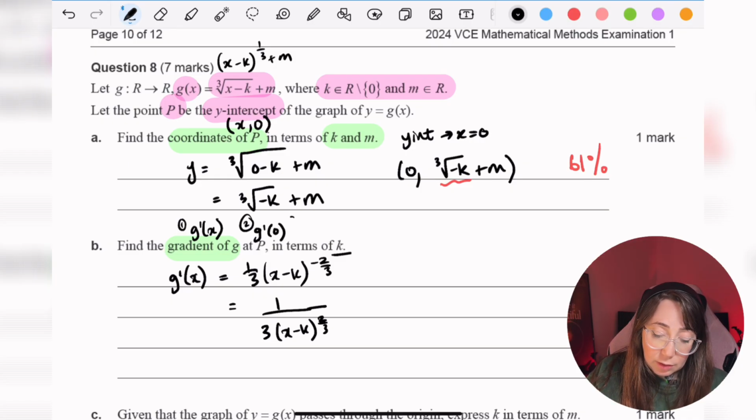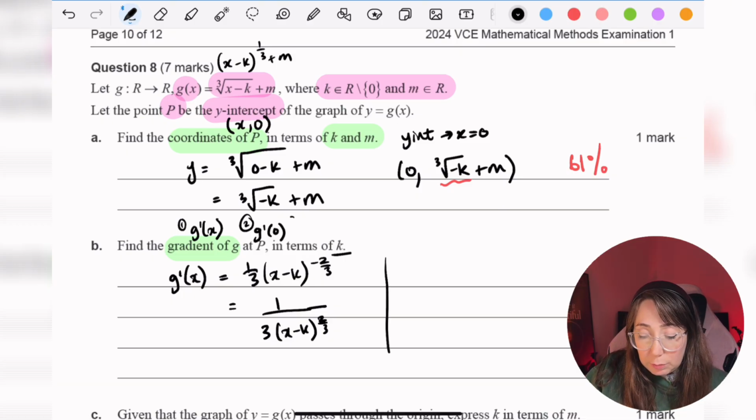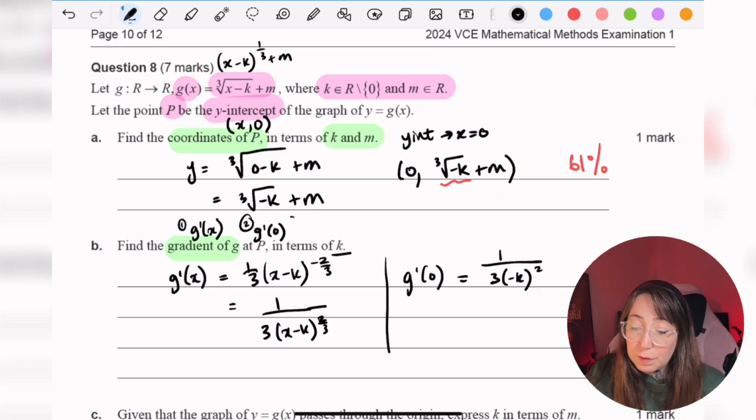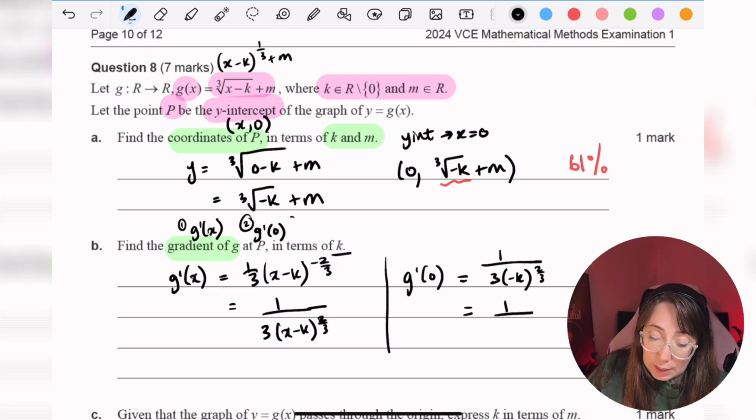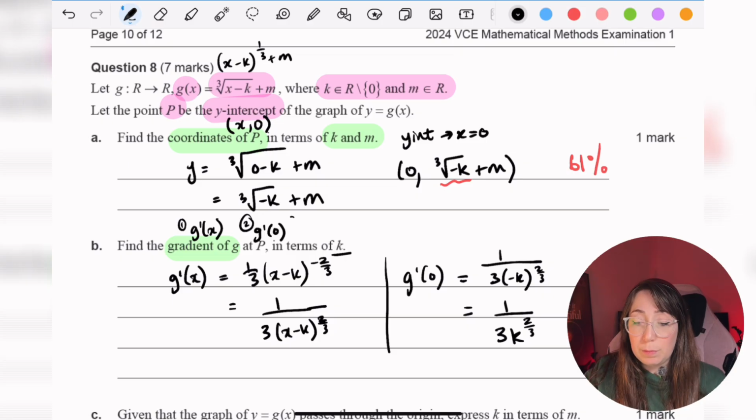So that's part 1, that's the gradient of the graph. Now we want to find it at P, which means we're just going to go ahead and substitute in 0. So that'll be g dash of 0, wherever I see x, I'm just going to put in 0, negative k, that. Now, if you want to leave it like that, that's completely fine, but I do recommend that you actually go ahead and simplify it. And the way that you can consider it is that because we are squaring this negative k here, whenever you square a negative number, it's always going to be positive. So that's just the same as saying 1/3 k to the power of 2/3. But if you did leave it in that other form, that would be fine. I just prefer to get rid of negatives wherever it's possible.